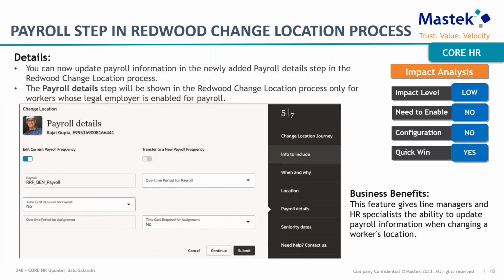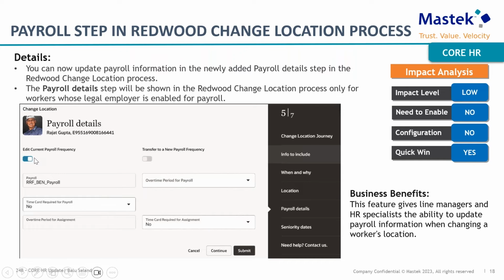The next feature is the payroll step in Redwood change location process. So now the users can update payroll information in the newly added payroll details step in the Redwood change location process. So the payroll details step will be shown in the Redwood change location process only for workers whose legal employer is enabled for payroll.